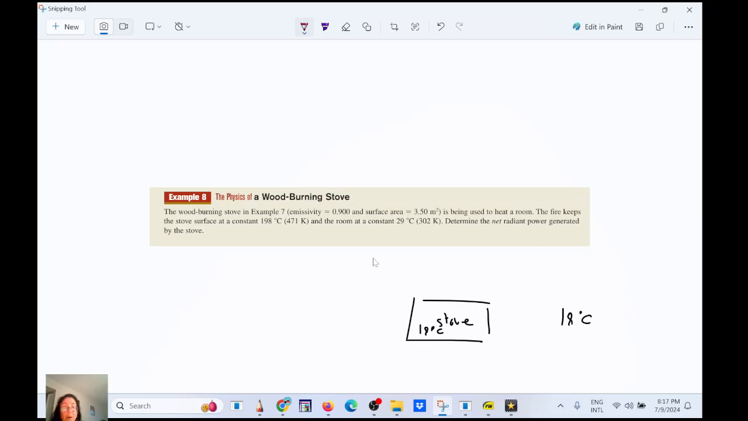So what's going to happen? All the radiant energy that comes from the room will be absorbed by the stove. E is 0.9, so 90% of the radiation that hits that stove will be absorbed, and 90% will also be emitted. So it means everything absorbed will be everything emitted. If they ask you to find the net radiant power, in that case, it's going to be 0, right? Because whatever is absorbed will be whatever is emitted. So it's in thermal equilibrium.